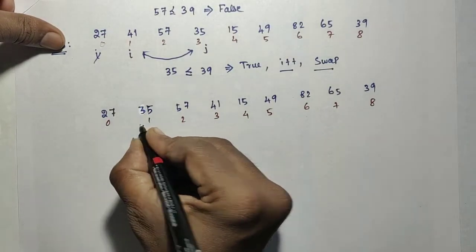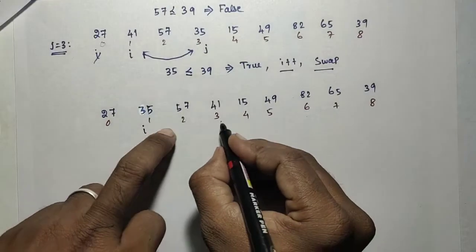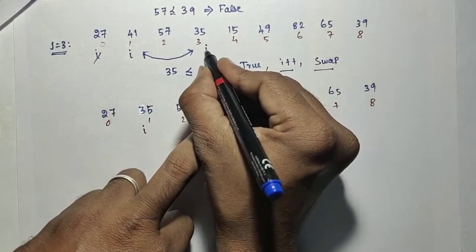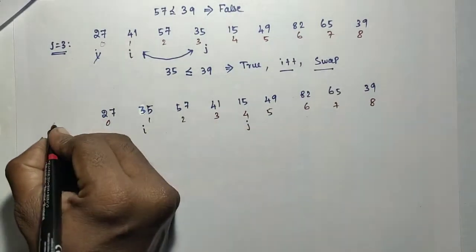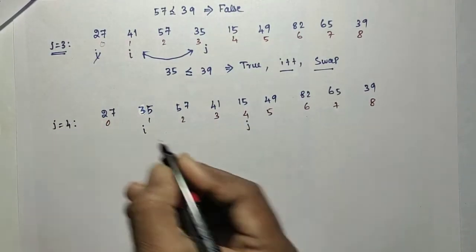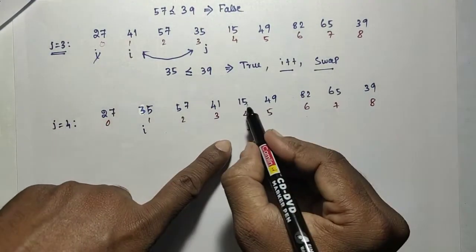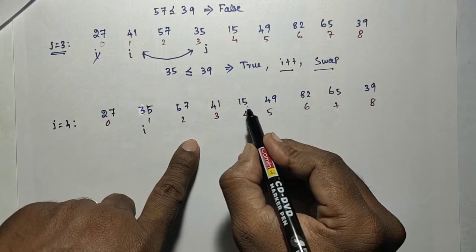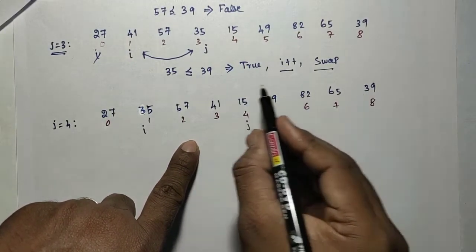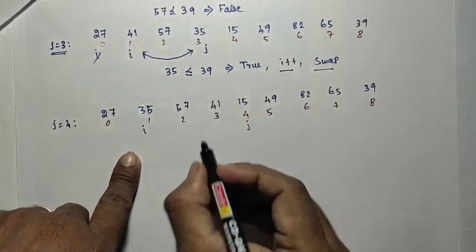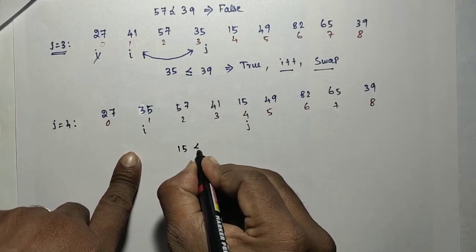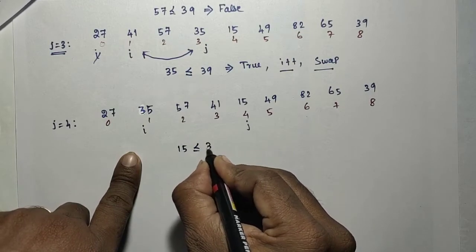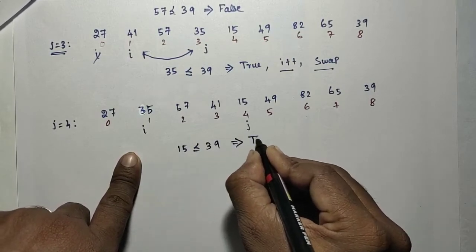This is i. And j is moved from 3 to 4. j will be moved to here. So j equal to 4. When j equal to 4, that fourth element and the key element will be compared. Key element 39. So 15 less than or equal to 39. Condition is true.